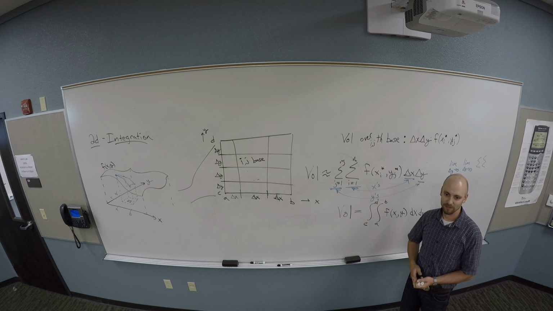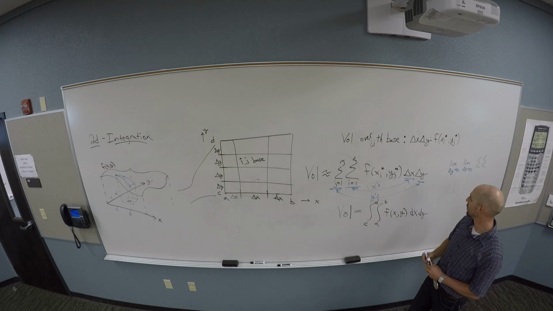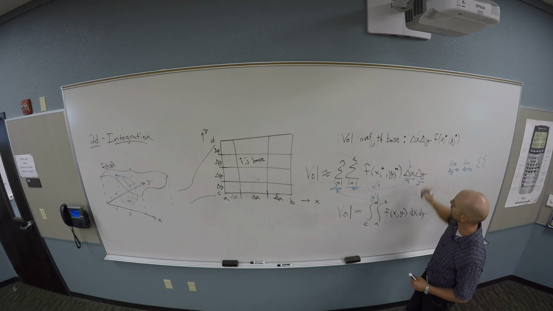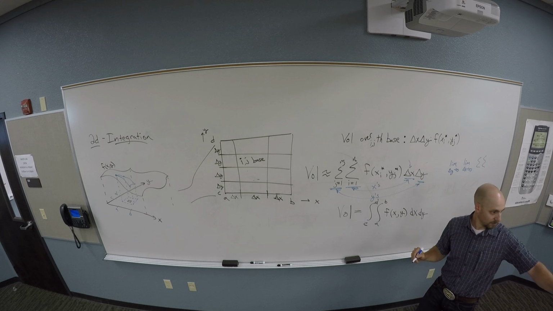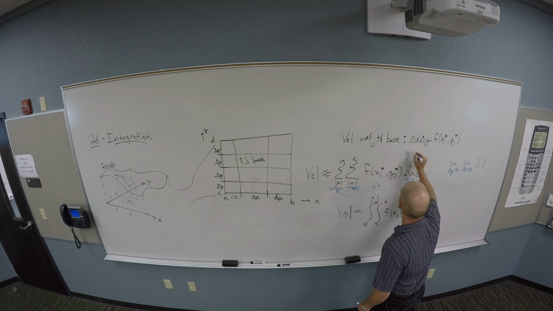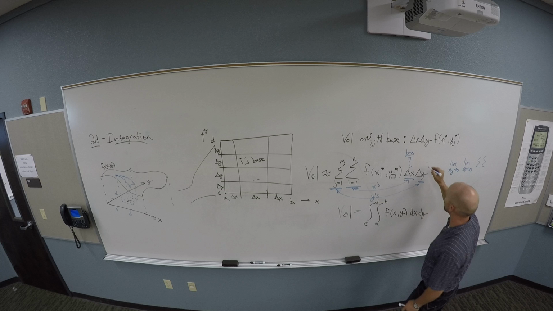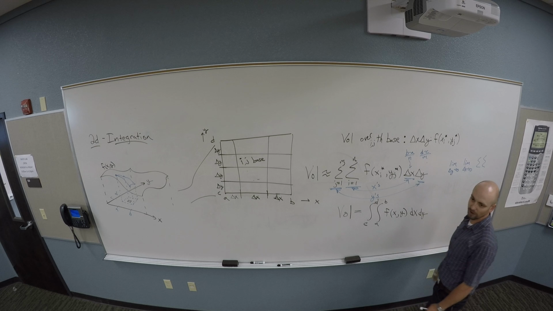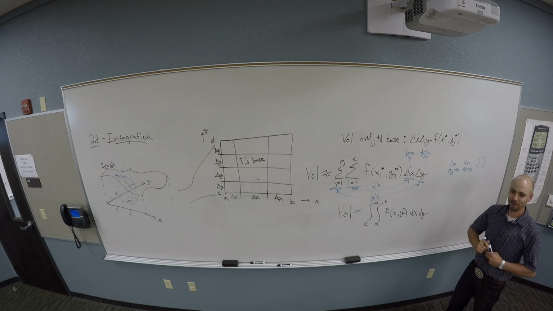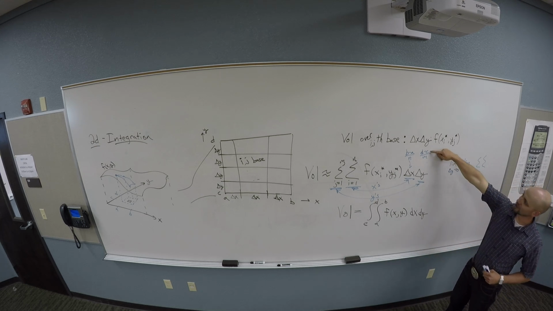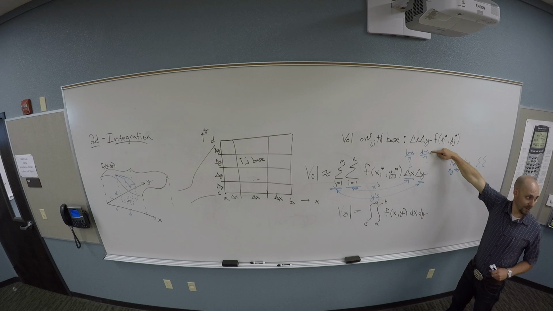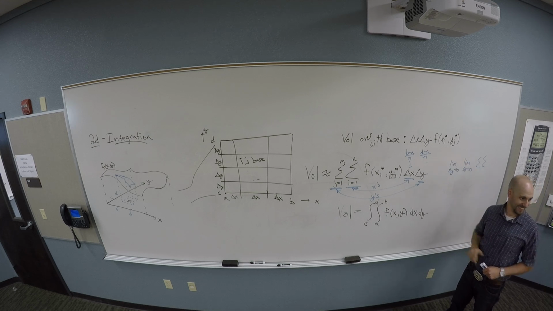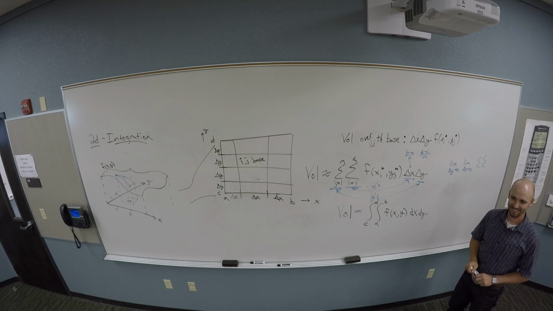Can anybody tell me? Delta x is b minus a over n, and delta y is d minus c over m. You all might note this is a one-dimensional displacement vector. This is the terminal point minus the initial point. Crazy, right?